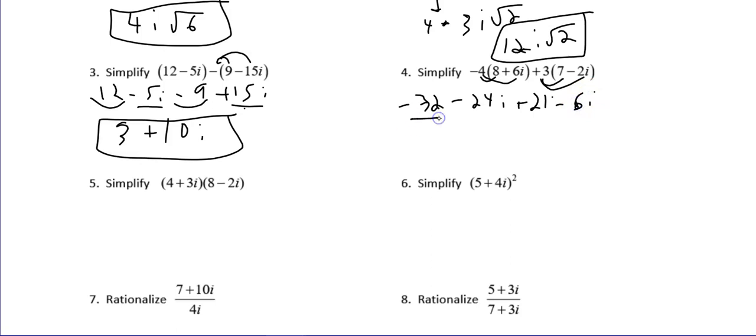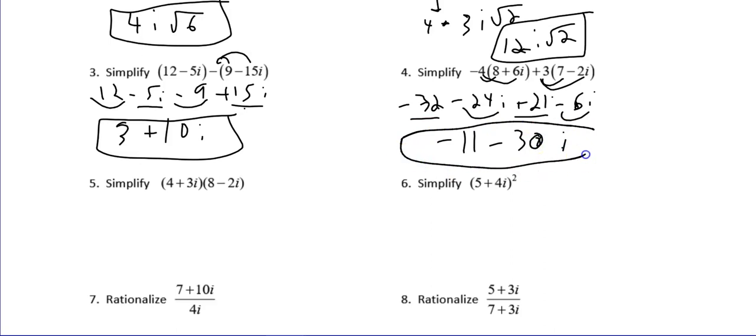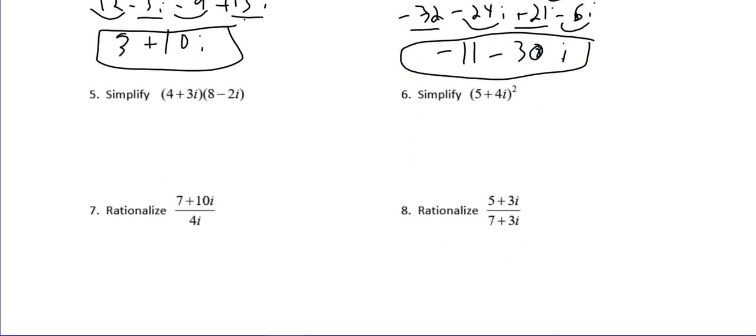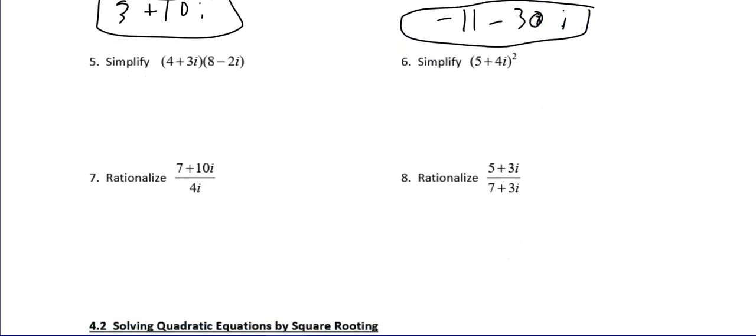Again, we put the numbers first. So 32 plus 21 is going to leave -11 left over. And then -24i minus 6i: you borrow $24, you borrow 6 more, you owe 30. And the i tags along. Anytime you need to, slow down, rewind, hit pause.